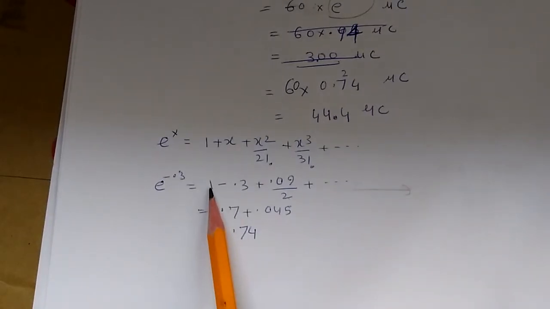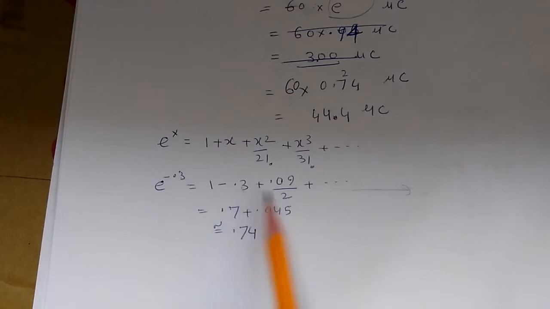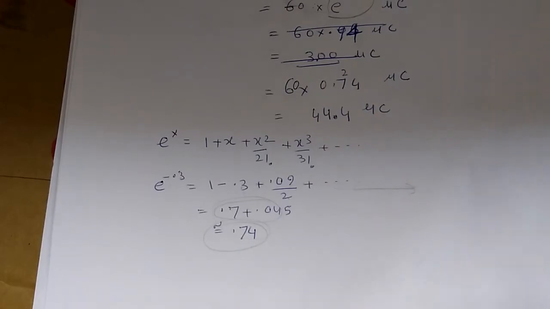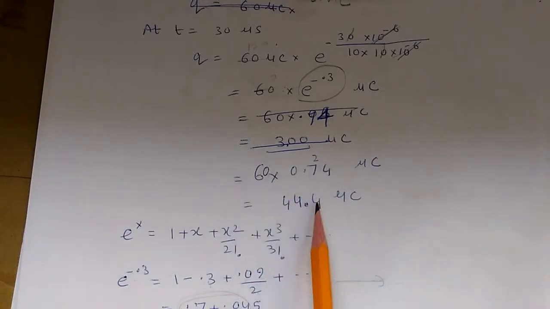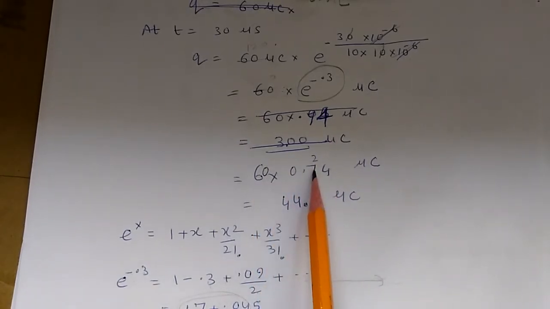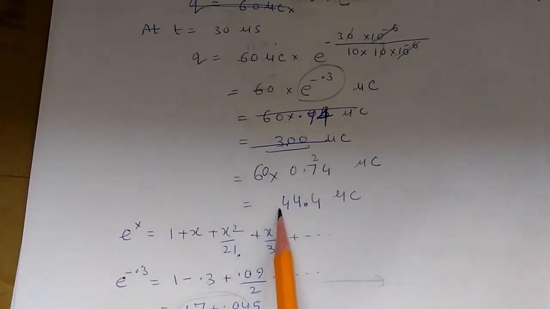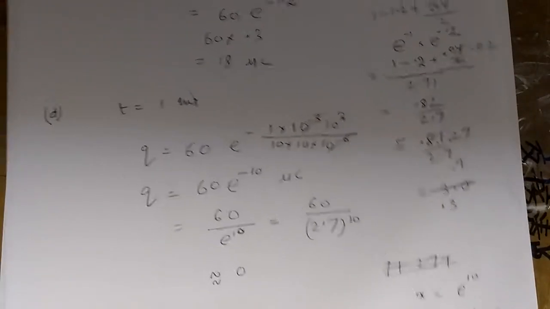So it becomes equal to 1 minus 0.3 is 0.7 plus this 0.045, up to 2 significant digits, is roughly equal to 0.74. So 60 multiplied by 0.74: 6 into 4 is 24, 6 into 7 is 42, plus 2, 44.4 microcoulomb.